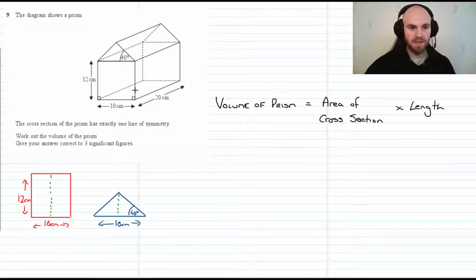Well, I'm going to split this into 2. So we've got this rectangle, and we've got this triangle up here. So with the rectangle, we know that this is going to be 12 multiplied by 10. And the area of this is going to be 12 multiplied by 10, which is going to give us 120 centimeters squared. Just put that in.